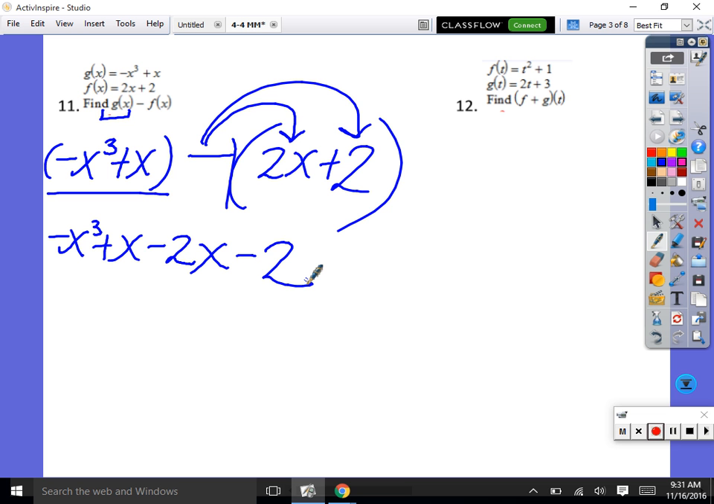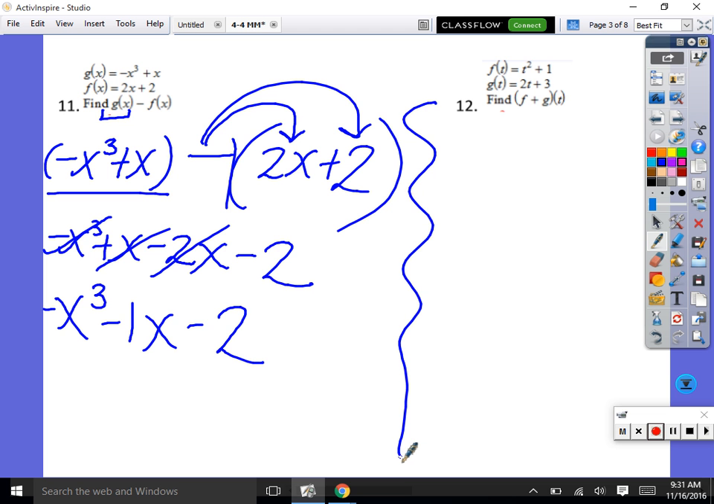So now we've distributed the negative through, so now all we have to do is combine like terms. A negative x cubed, there's no other x cubed, so we still have negative x cubed. 1x minus 2x, those are like terms. 1 apple minus 2 apples gives us negative 1 apple. The apple part doesn't change. 1x minus 2x is negative 1x. Does everybody understand right off that? I cross them out so I don't miss anything. And then we have our minus 2. So we can't combine anything else, so there's our answer. Okay, is everybody good? Okay, let's do the next example.